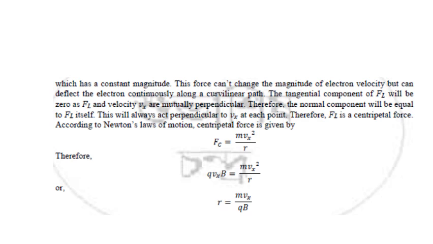Suppose velocity is high, then r will be high. For higher velocity, the radius will be high, a bigger circle. For a smaller velocity, a smaller circle. This also depends on mass.